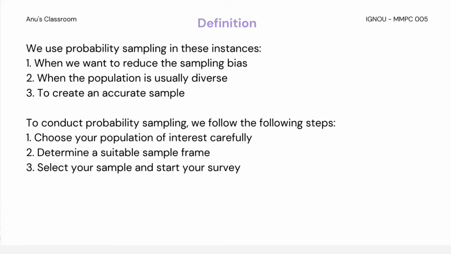When we want to reduce the sampling bias. Okay, that is, we need to give each of our population an equal chance of getting selected. Okay, when there is a very diverse population, and to create an accurate sample. Otherwise what will happen is that we may tend to apply our own internal biases.